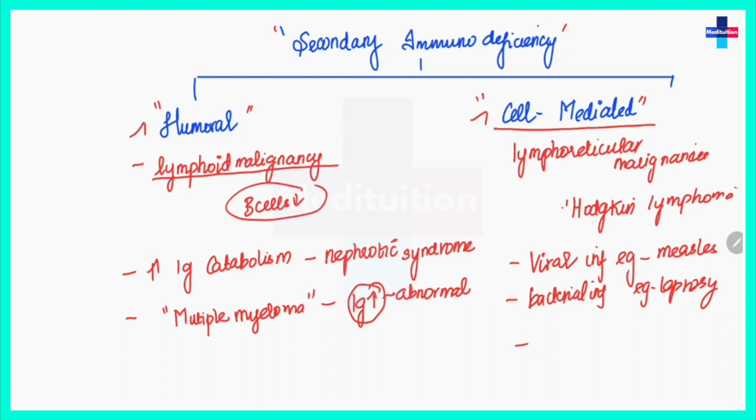and sometimes the cells are produced normally but the lymph circulation is obstructed. So that can also be a reason why the T cells are deficient in the circulation. So that can be lymph circulation obstruction.